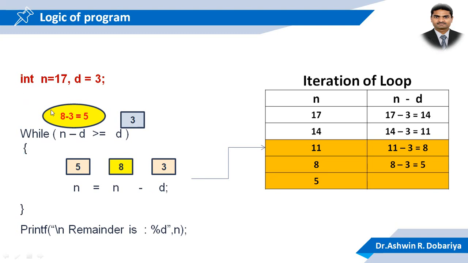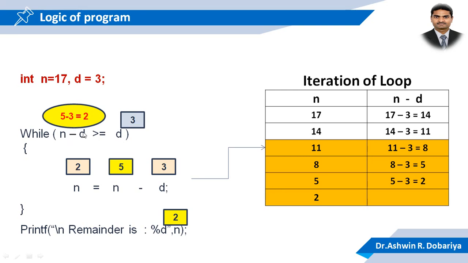Again the loop executes. Then 8 minus 3 becomes 5. 5 is again greater than divisor 3. So 8 minus 3, again the latest value of n is 5. Now again 5 minus 3. So now see, this condition becomes false because it becomes 2.